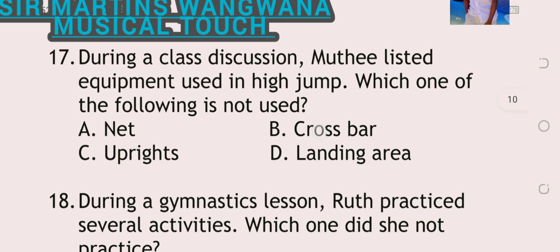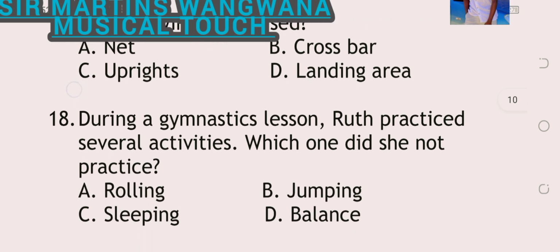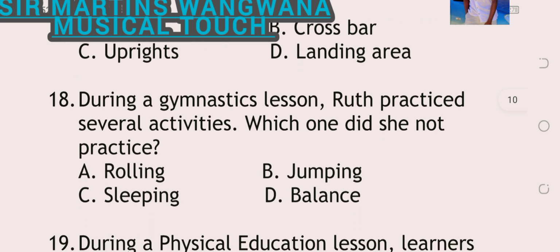Then during a class discussion, Mude listed equipment used in high jump. Which one of the following is not used? When we talk about high jump, we don't need a net. So the correct answer there is A, but we need a crossbar, we need also uprights, we need also a landing area.